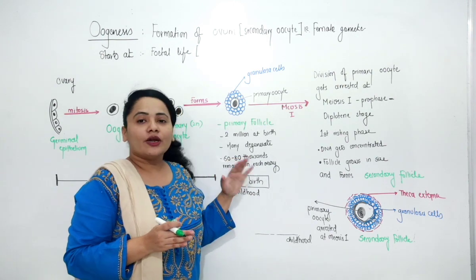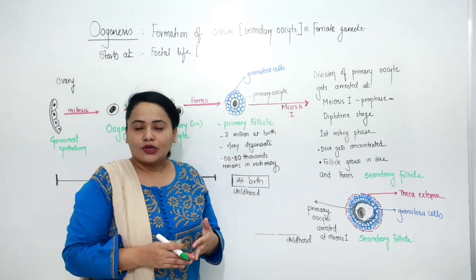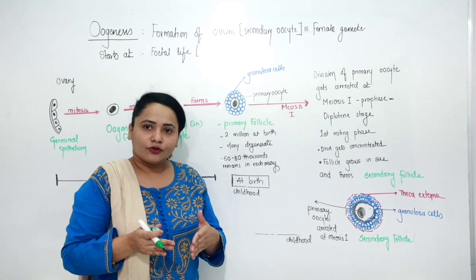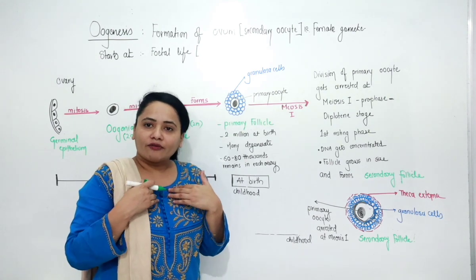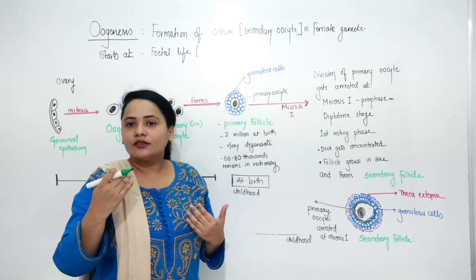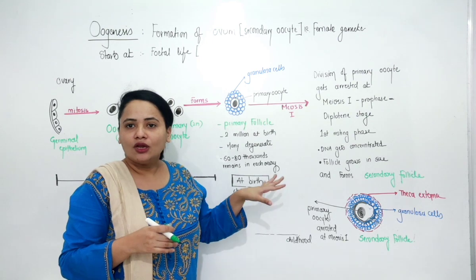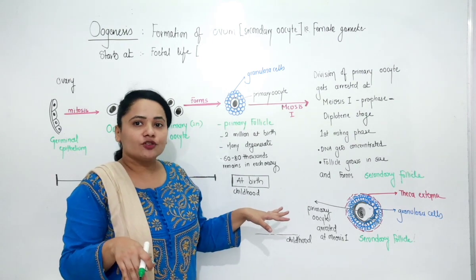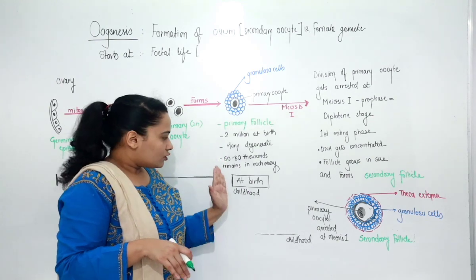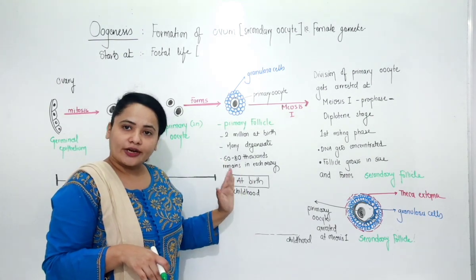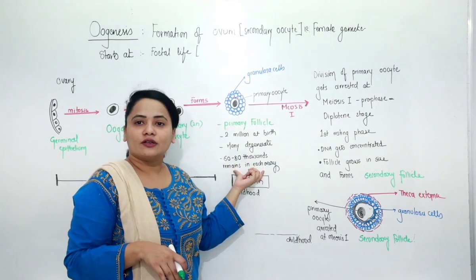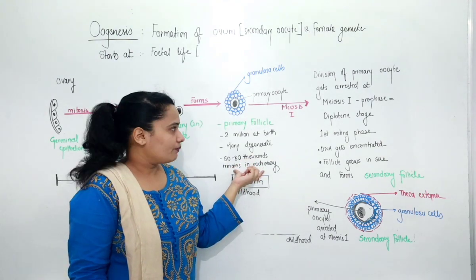It's 60 to 80,000 in each ovary. Meaning a female has primary follicles at the time of her birth, right? When I was born, how many follicles did each of my ovaries have? It is 60 to 80,000 primary follicles, inside which a primary oocyte was present. So the birth of the girl child has occurred, and at birth 60 to 80,000 primary follicles are present in each ovary.